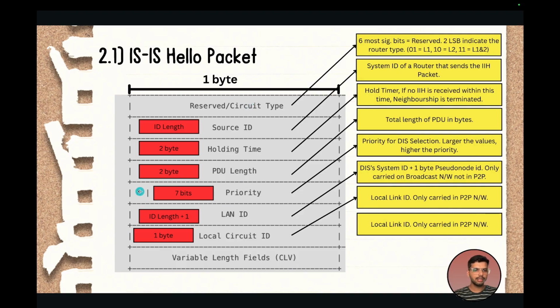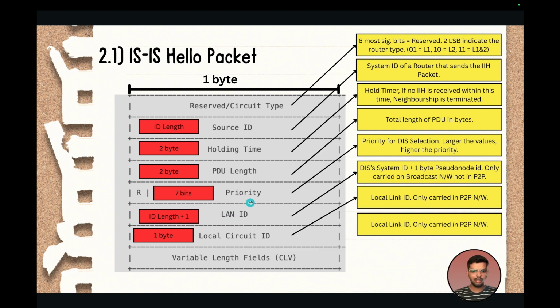Then we have a reserved bit, and the last 7 bits are for priority. So this is the priority of the hello packet exchanged. The importance of this priority field is to elect the DIS. DIS is the designated intermediate system. The larger the priority value, the higher the priority. So whenever we want to elect the designated intermediate system, this priority value is used to elect the device. How this DIS is important, we will see in the next slide.